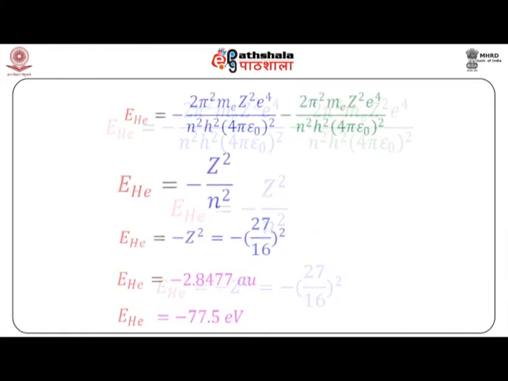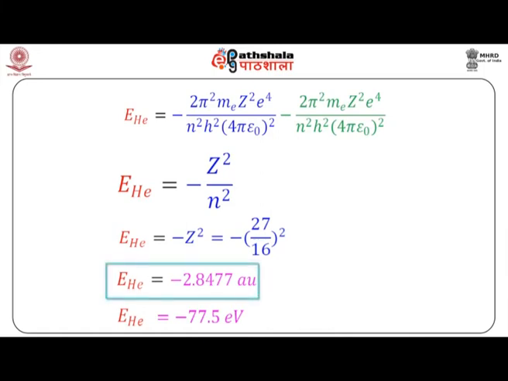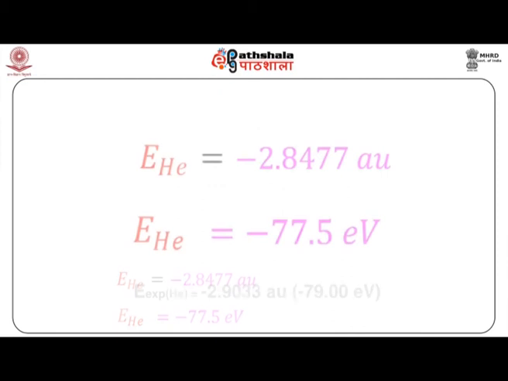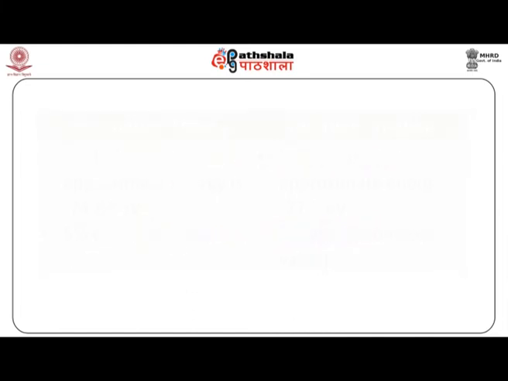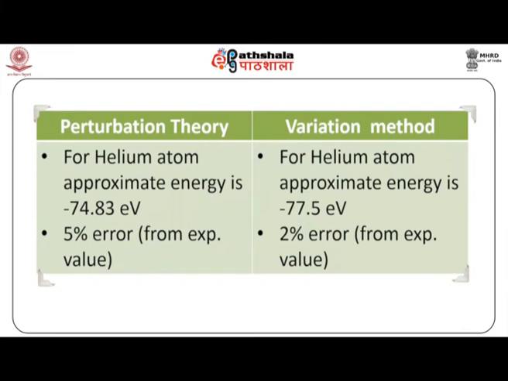Now substituting the value of Z minimum from equation 18, that is 27 by 16, into equation 20 gives us equation 21, that is the approximate energy for helium, obtained as minus 2.8477 atomic units, or in electron volts as minus 77.5 electron volt. The experimental value of the helium atom energy is minus 2.9033 AU, or minus 79.00 electron volt. On comparing this energy with the variation approximate energy gives a result with 2% discrepancy.